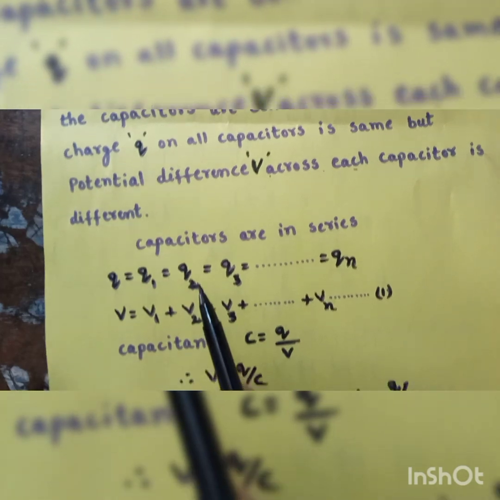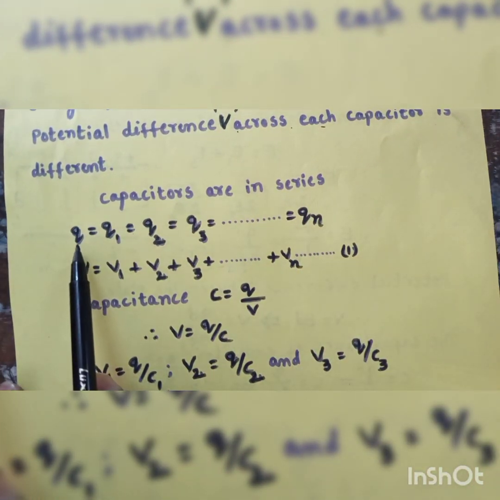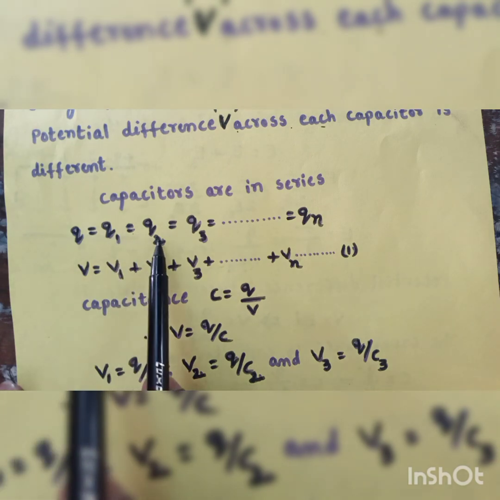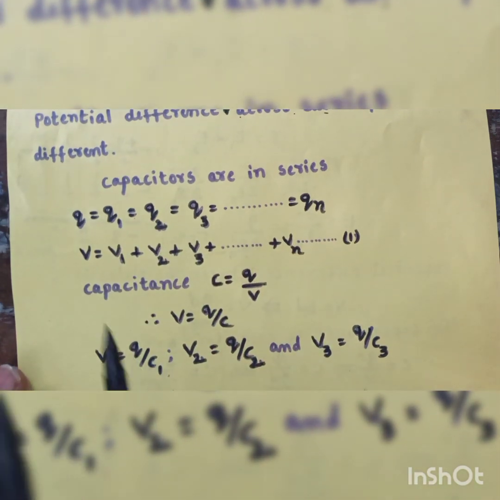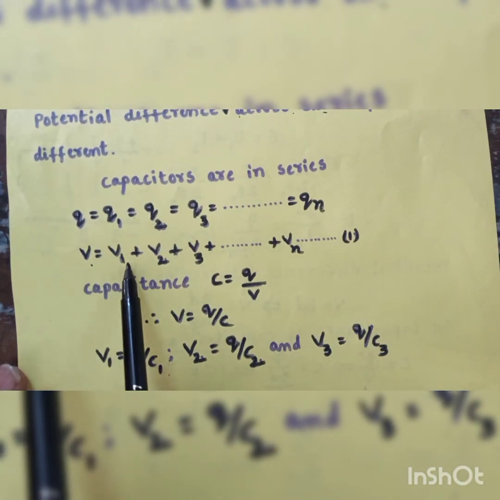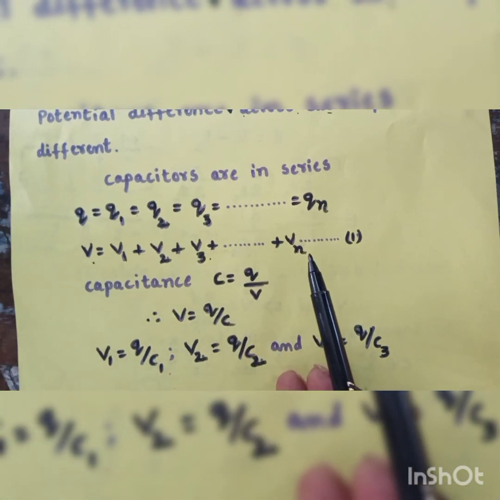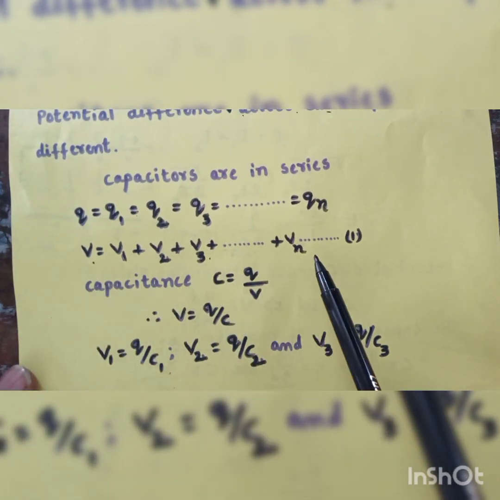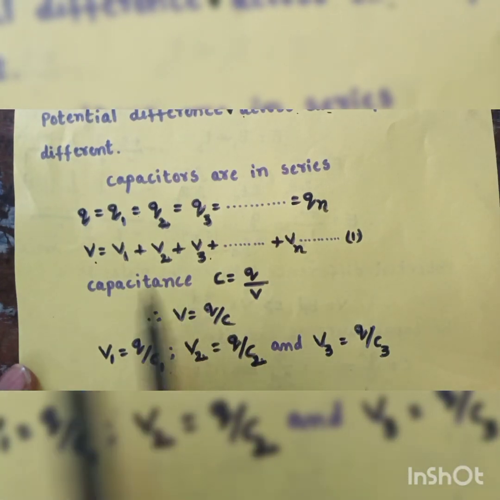Now capacitors are connected in series combination, so the charge is the same. Q is equal to Q1 is equal to Q2 is equal to Q3 and so on to Qn. The potential difference is different, so V is equal to V1 plus V2 plus V3 plus so on, Vn. Now this is the potential difference. It is different, so you can add them to each other.